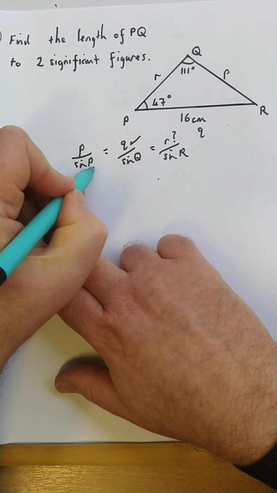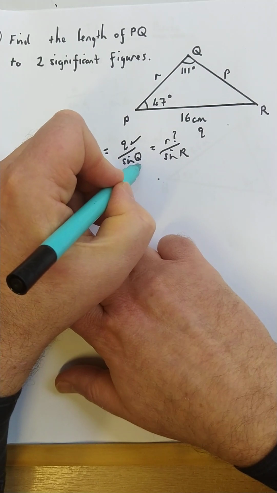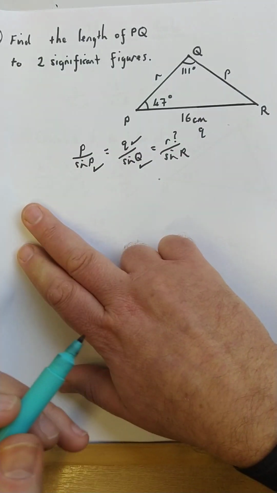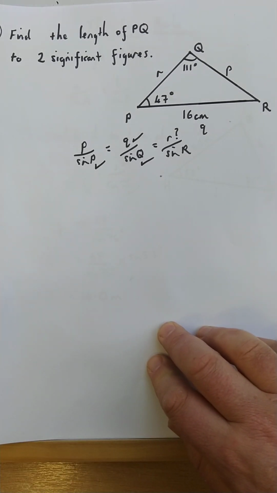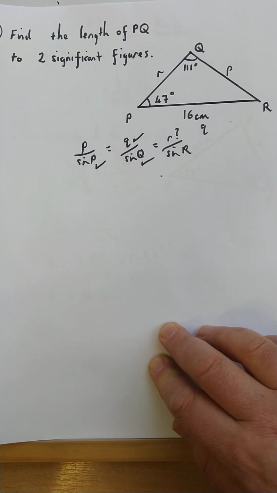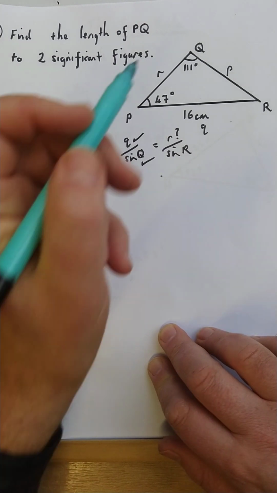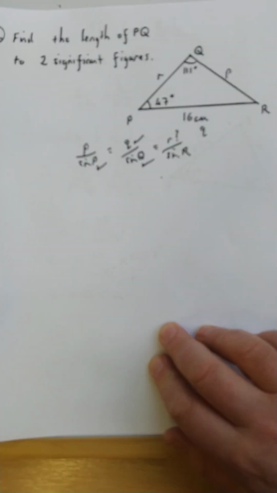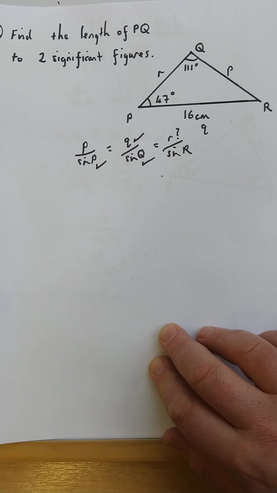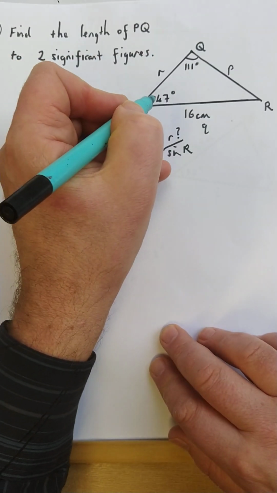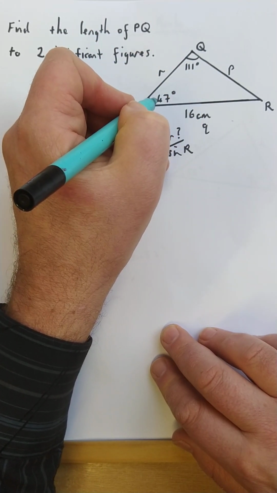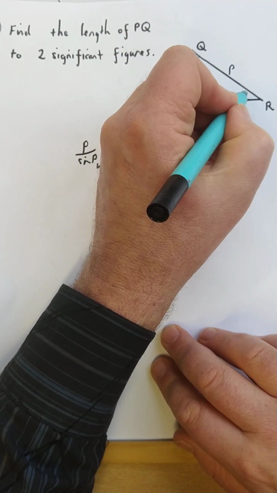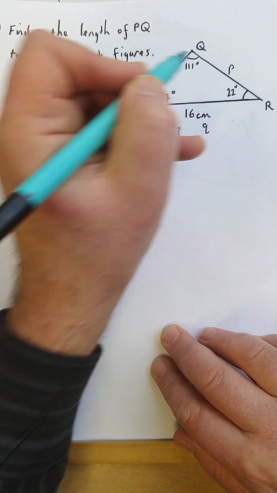Angle P is 47. Angle Q is 111, so I know that. Angle R, again, I do actually know what that is, or at least I can work it out quite easily. Because on this one, if I put together the two angles that I know, that's 111, and that's 47, so therefore the missing corner down here must be 22 degrees, because 111 and 47 is 158 off my 180. So I do know that one.